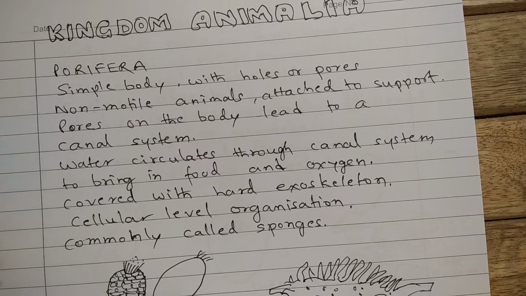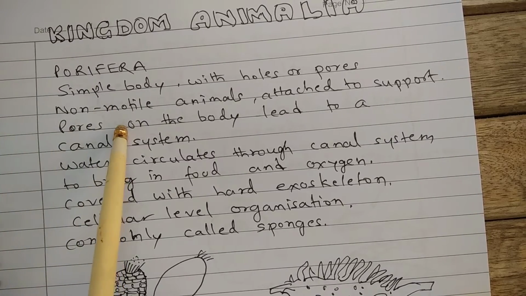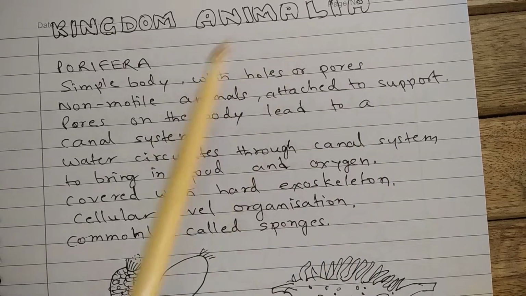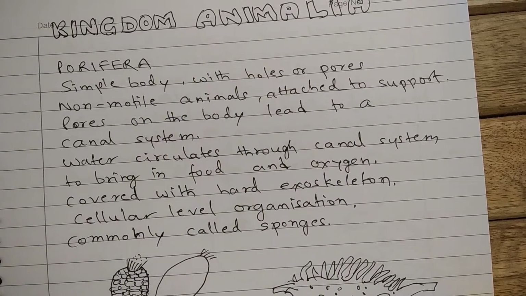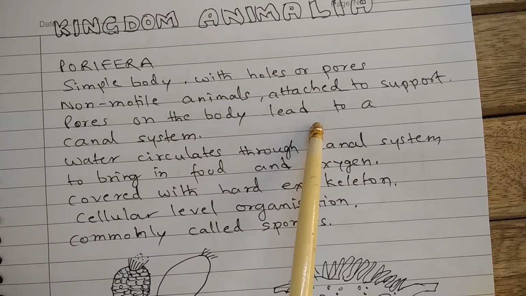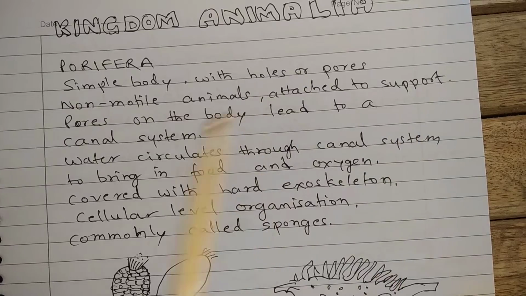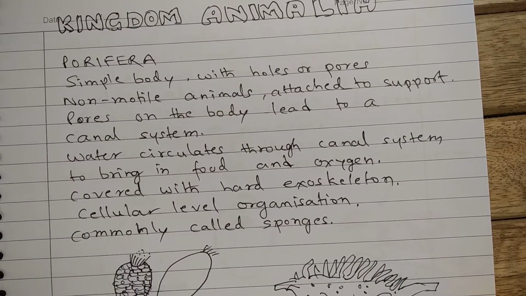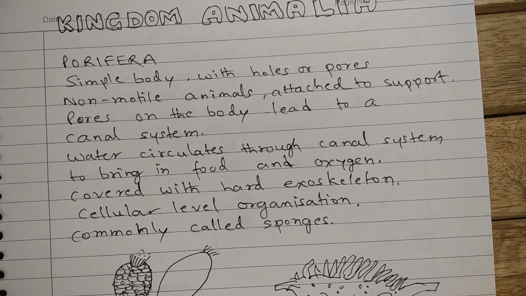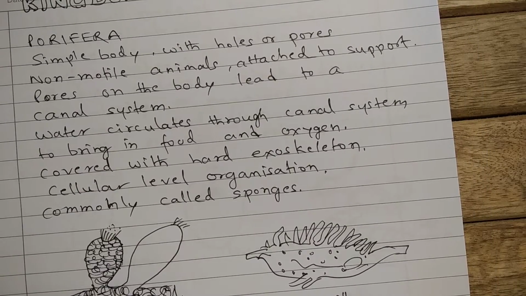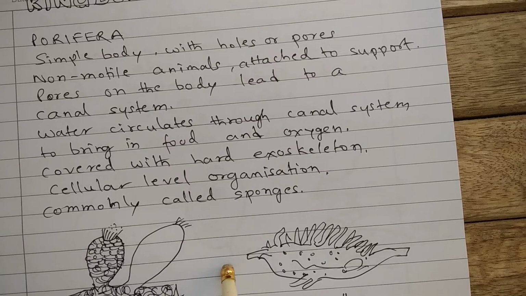Animals which come under this phylum have a simple body with holes or pores on the body, and because of the presence of pores, they are called Porifera. These are non-motile animals and they are attached to a support, a base. The pores on the body lead to a canal system, and through this canal system water circulates and brings in food and oxygen.